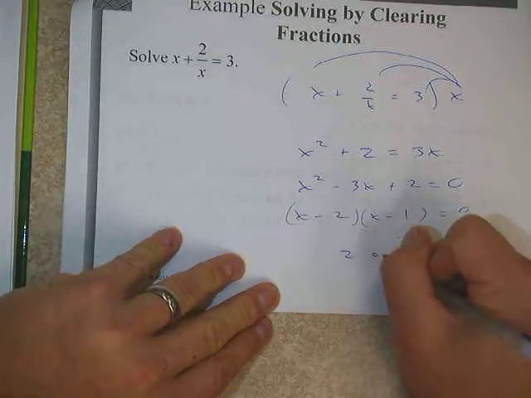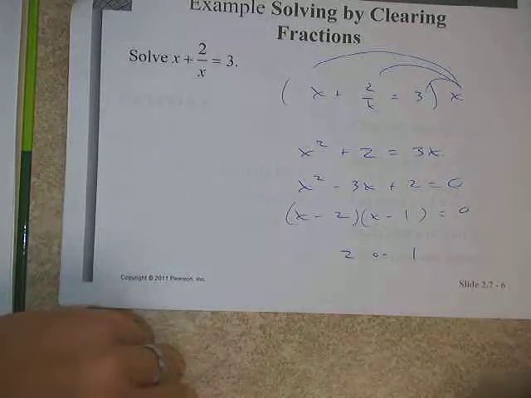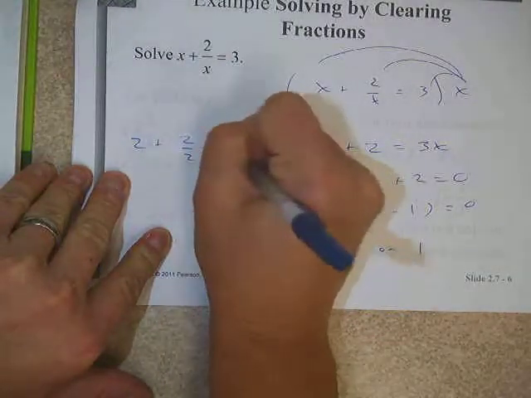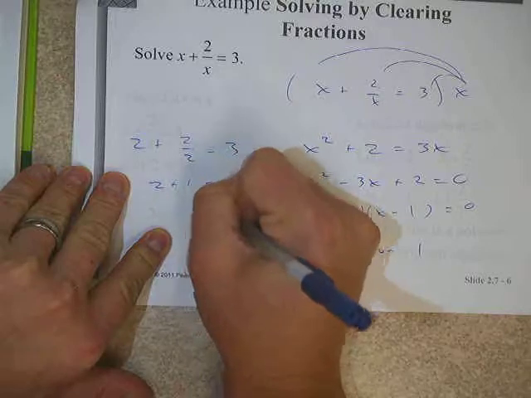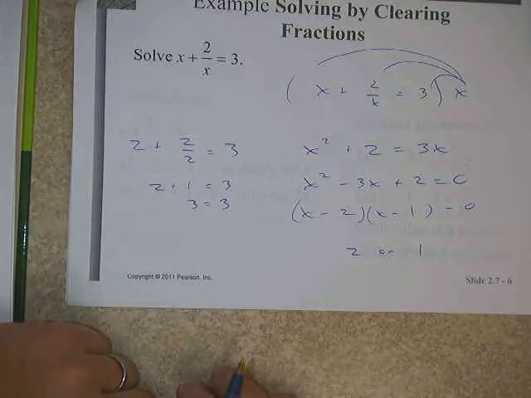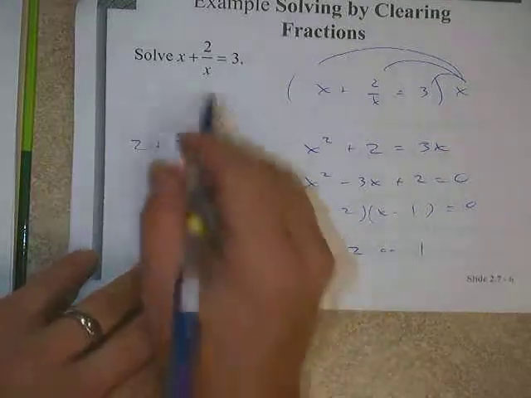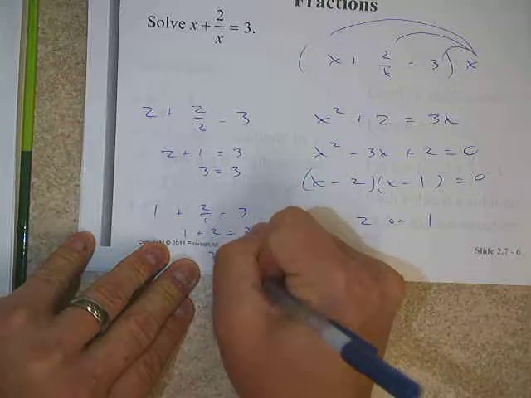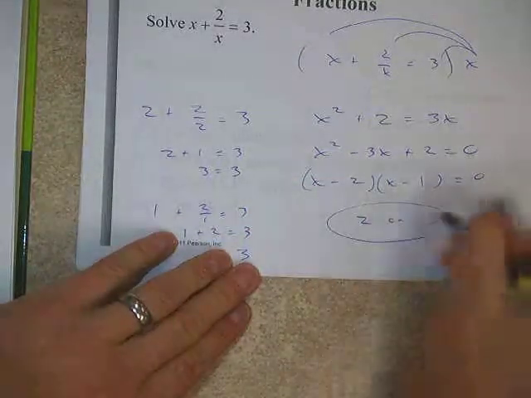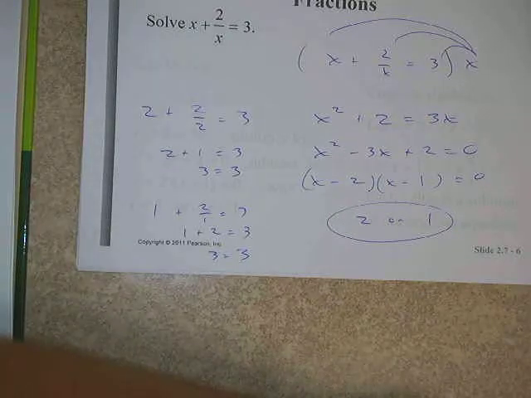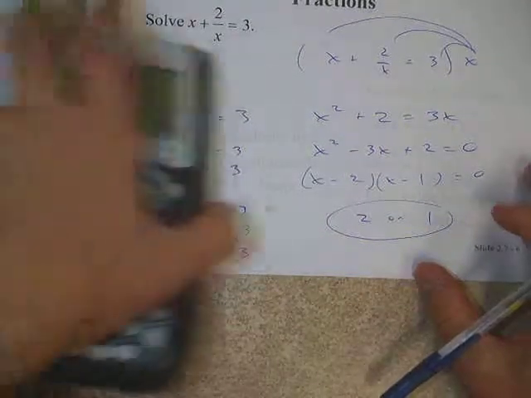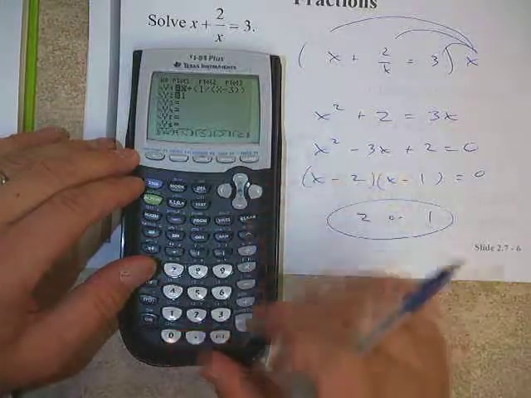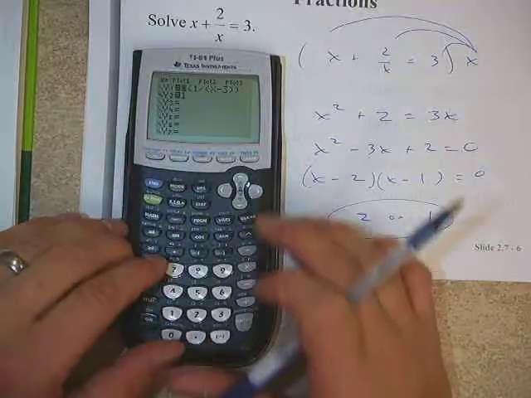And hopefully this factors, and in this particular case it does. And again, if it didn't factor, we'd have to use the quadratic formula. That would be our other choice. So it looks like we get 2 or 1 are the two answers that we get when we do the algebra. So checking them, if we did 2 plus 2 over 2 equals 3, we'd have 2 plus 1 equals 3, which we know is true. So that means 2 is good. 1, if we put in 1 plus 2 over 1, we get 1 plus 2 equals 3, which we also know is true. And so in this case, we'd get 2 answers. Both of them valid by the algebra.